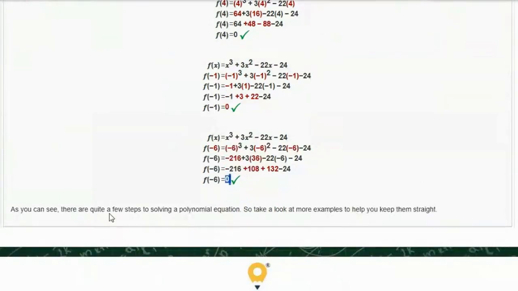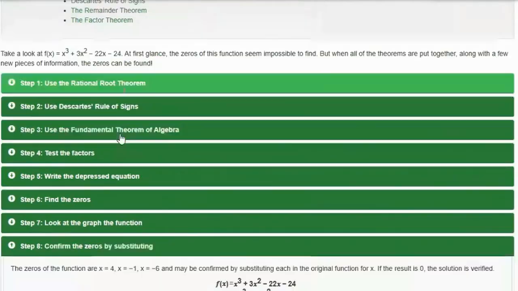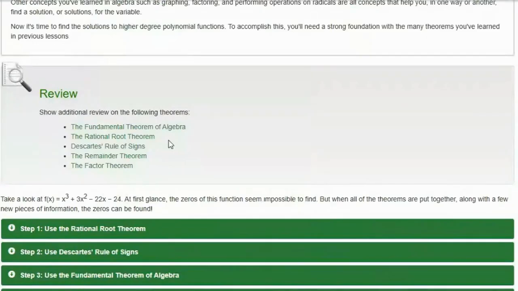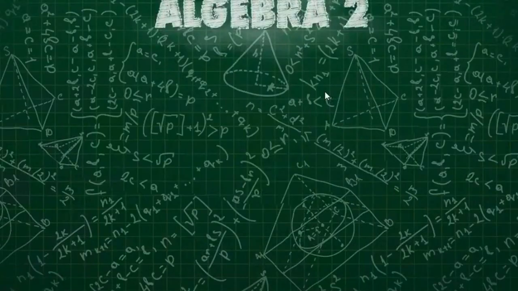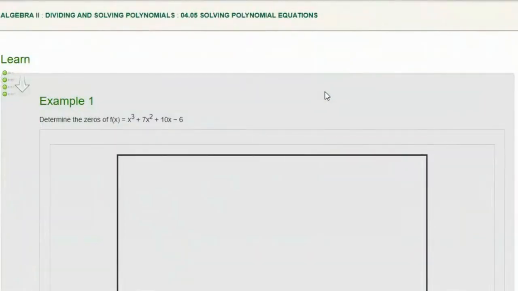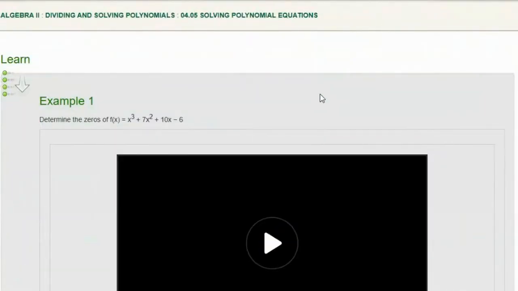So there's quite a few steps to solving a polynomial equation. That's the tricky part. Look at all these steps it took to get to solve this. But how else are you going to solve an x to the third? This actually narrowed it down. It could have been a lot more work if we didn't have Descartes. It didn't have the rational root theorem, all this kind of good stuff.